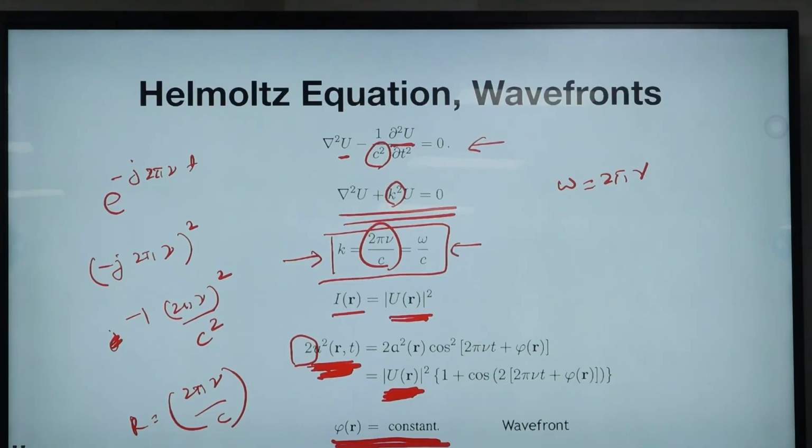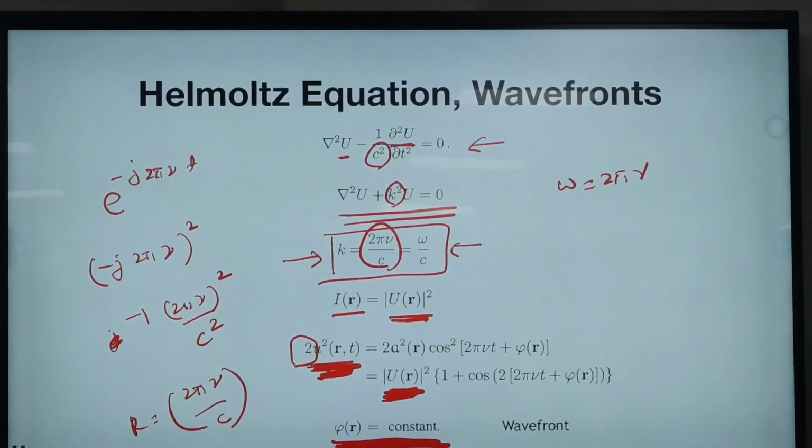So the places where phi is a constant is called the wavefront. Let me try to give you an intuition as to what's happening over here. Let's say there is a wave which is traveling in some direction. Over time, it spreads in some way.